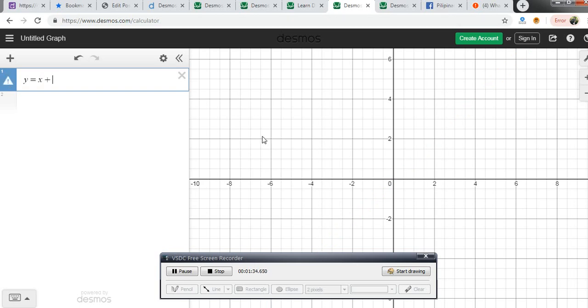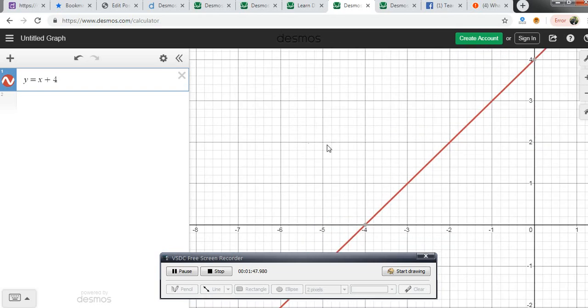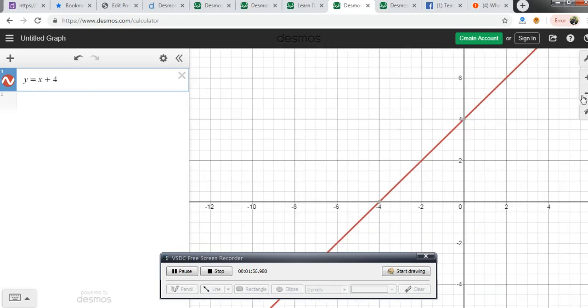and there you will have an option to write the equations. So suppose I'm writing the equation of the linear equation. So y equals x. So now you can see y equals x is a straight line graph. When we add plus, suppose 4. Now this is a graph of y equals x plus 4.